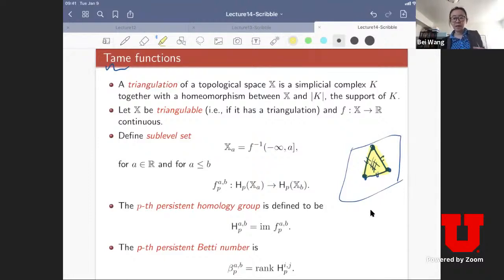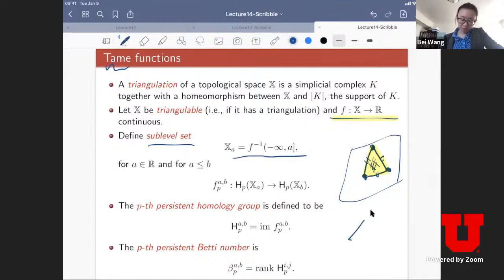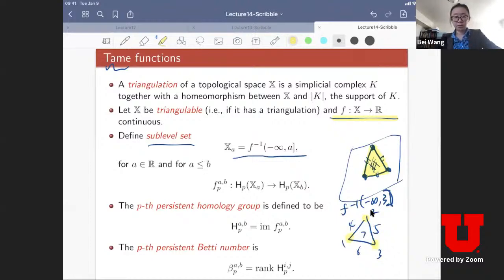And remember, when I have a function defined on my simplicial complex, you can define what's called a sublevel set. A sublevel set is just all the simplices whose function value is smaller than or equal to a. So remember, if I have a filtration 1, 2, 3, 4, 5, 6, 7, those are the times when each of those vertices, edges, and triangles show up. Then F inverse of minus infinity to 3 is all the simplices that show up before or at time 3. So it's 1, 2, 3. This is what's called a sublevel set.